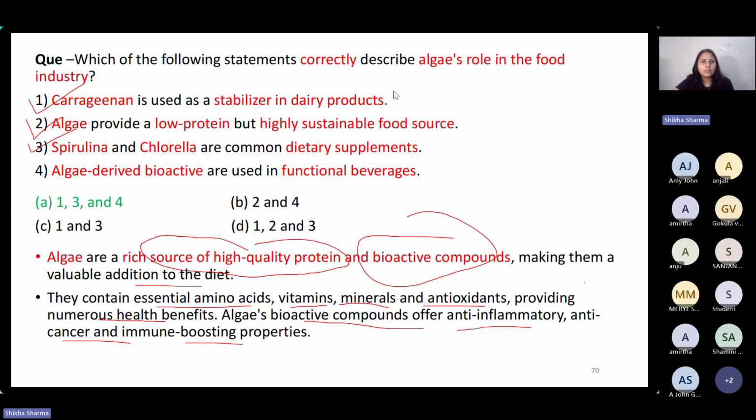Basically, carrageenan is used as a stabilizer in dairy products, which is correct. The second one is incorrect, and the third one, spirulina and chlorella, is correct, and algae used as a bioactive in functional beverages is correct. So the second statement is incorrect here, the rest are correct.